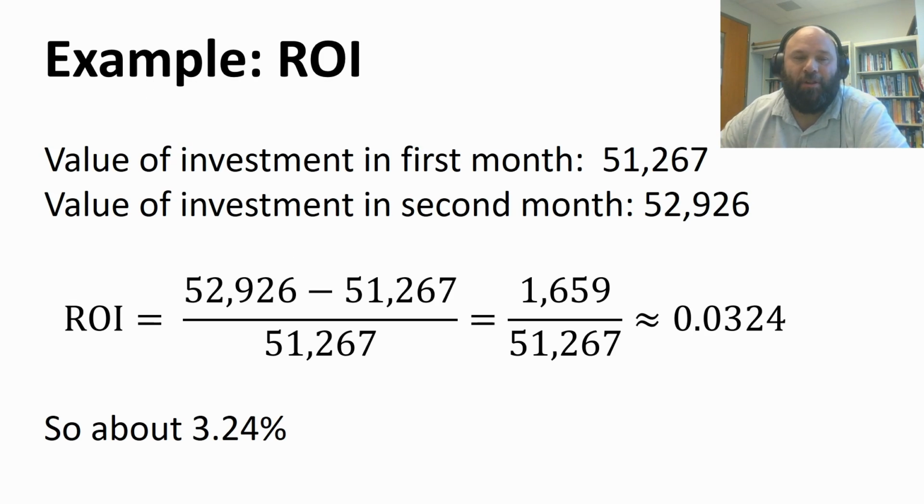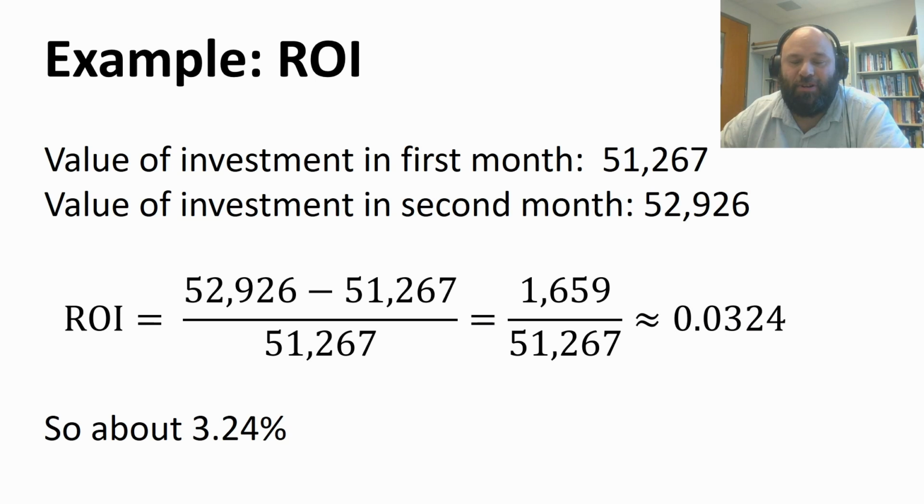So here's an example of a percentage change: ROI, which stands for return on investment. Let's say you have some investment. We're going to think about this as an investment in a mutual fund. The value of your investment in the first month is $51,267. In the next month, the value is $52,926. The return on investment is the percentage change in those amounts.